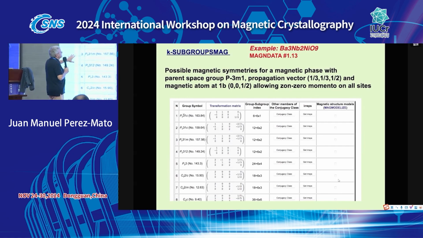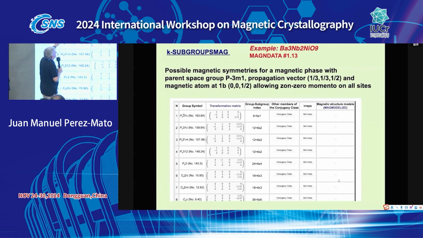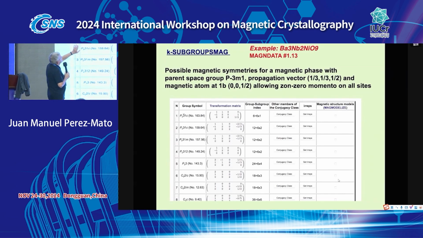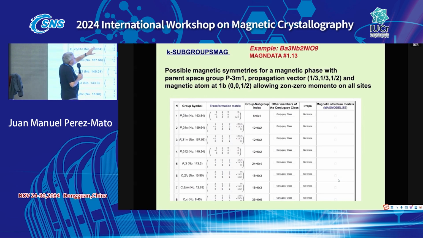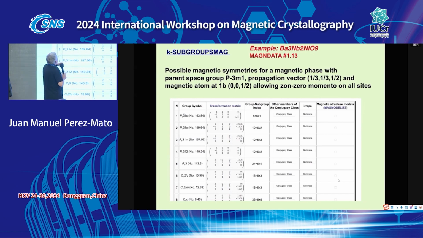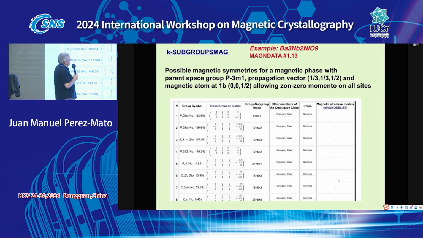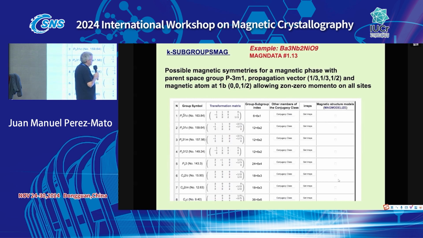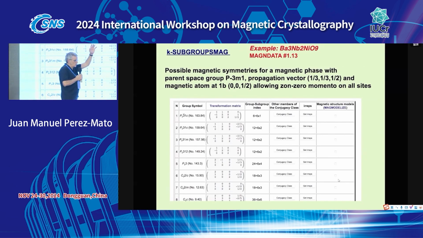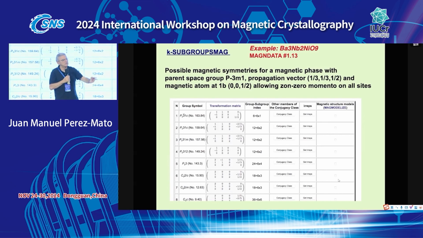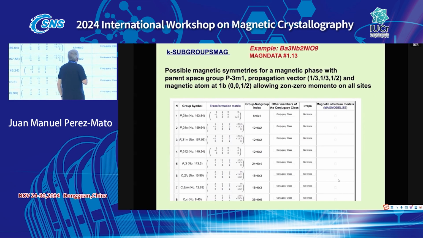This is the output that you will obtain. For instance, for this example here, you have a parent space group P-3m1, and then propagation vector 1/3, 1/3, 1/2, and the magnetic atom is at 1b, okay? And there are many, I don't remember exactly how many, but quite a lot of possibilities. Some of them are the maximal ones, and some of them are not. You can see it because the program can show you, as I showed you, a graph with all the groups, and it shows you which are maximal and which are not.